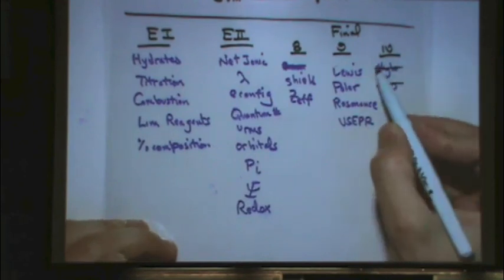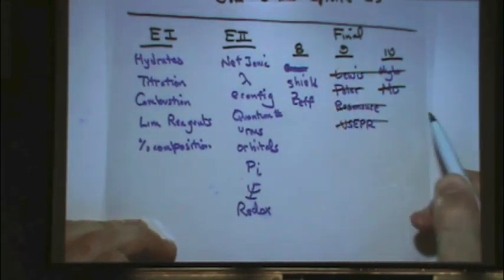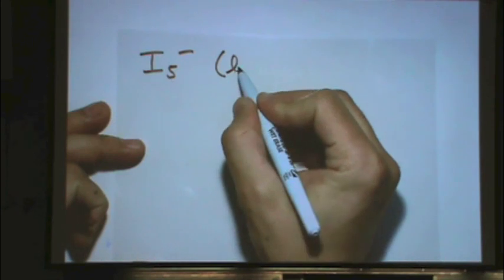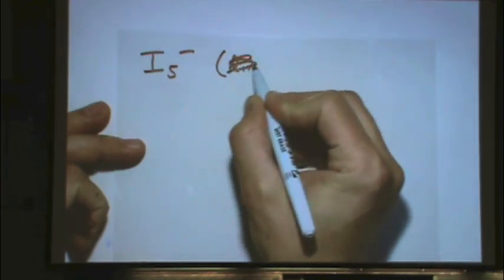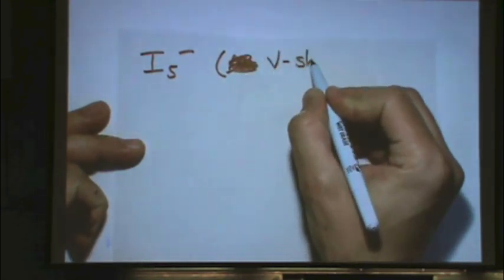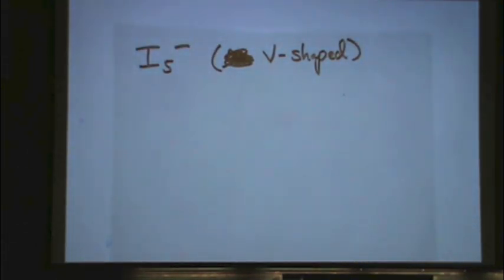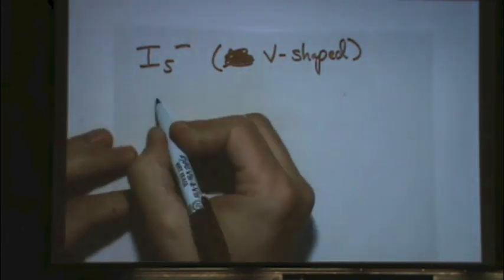Okay, what was next? Let's do Luke. We're going to knock all of these out, all of chapter 9 right now. Okay, let's do this Lewis structure. And I'm telling you ahead of time it's V-shaped. It's shaped like a V. Okay? Alright, let's try it.